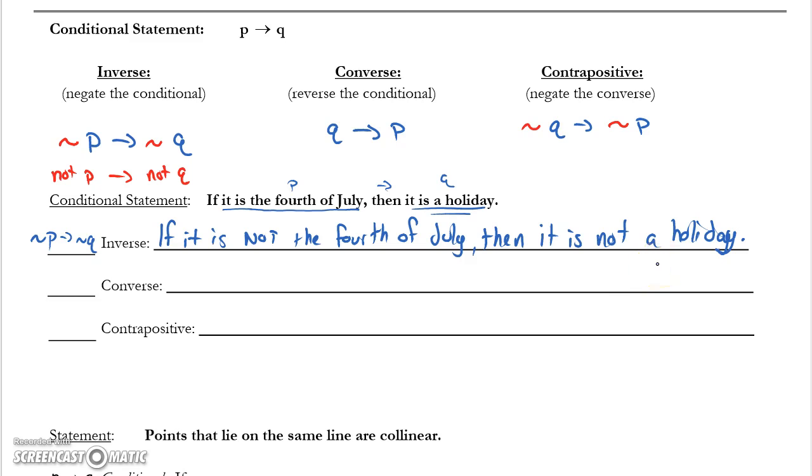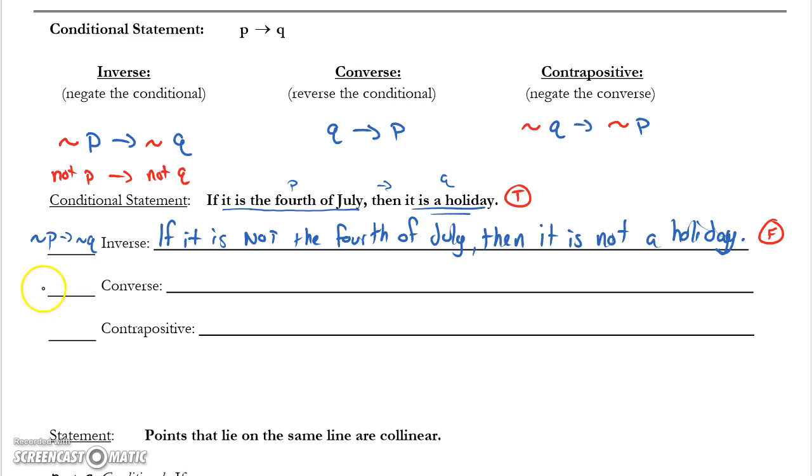Now let's talk real quick about truth values. If it is the 4th of July, then it is a holiday. That's true. The 4th of July, then holiday. Yes. But if it's not the 4th of July, then it is not a holiday. This is false. So we can see already it has a different truth value. I can come up with plenty of days that are not the 4th of July, but it's still a holiday. January 1st. January 1st is not the 4th of July, but it is a holiday. So this is true, this is false. The conjecture is true. My inverse is false.